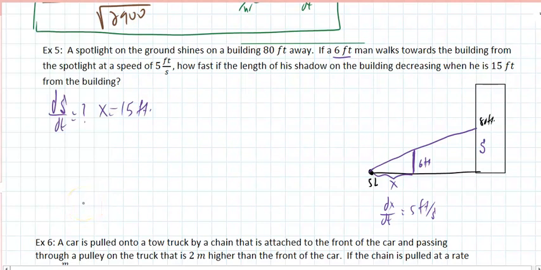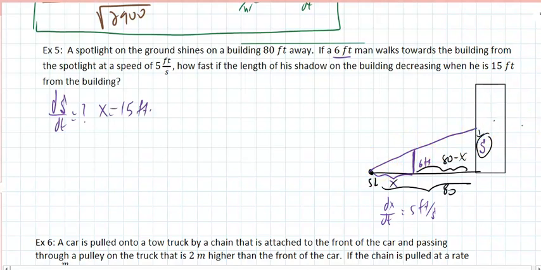A spotlight on the ground shines on a building 80 feet away. Oh, 80 feet away, I'm sorry. This is not 80. This is 80. So if this is x, this distance is 80 minus x. How fast is the length of the shadow? So how long is this shadow? As the man gets closer to the building, the shadow will shrink down.